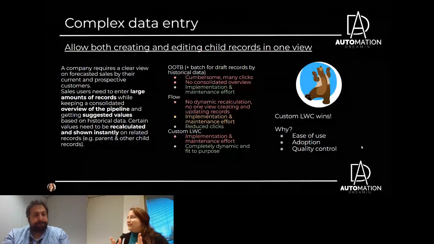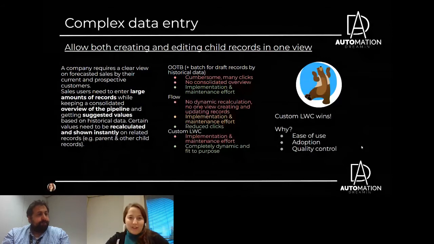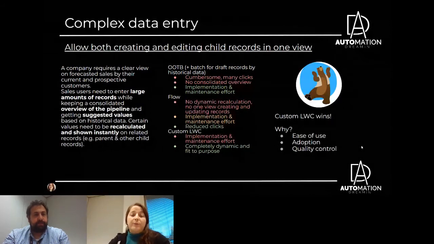Okay, so that's the use case. Let's look at some of our options. We have out of the box. If we would like to go out of the box, we need to complement it in this case with a batch to create those draft records from the historical data. So that's already more than just out of the box. And even if we do that, it becomes a bit more cumbersome because you'll have more clicks. You won't have the consolidated overview they were looking for. But on the other hand, you will have less implementation and maintenance effort.